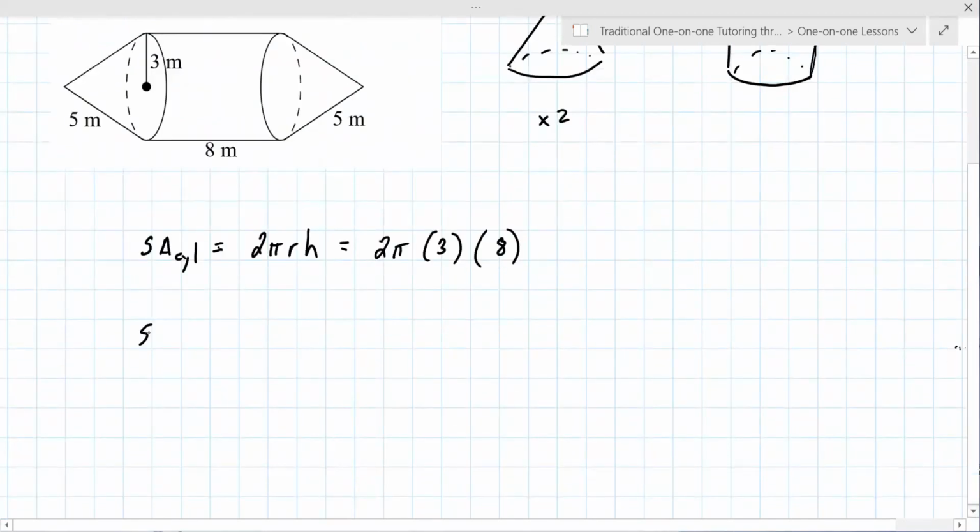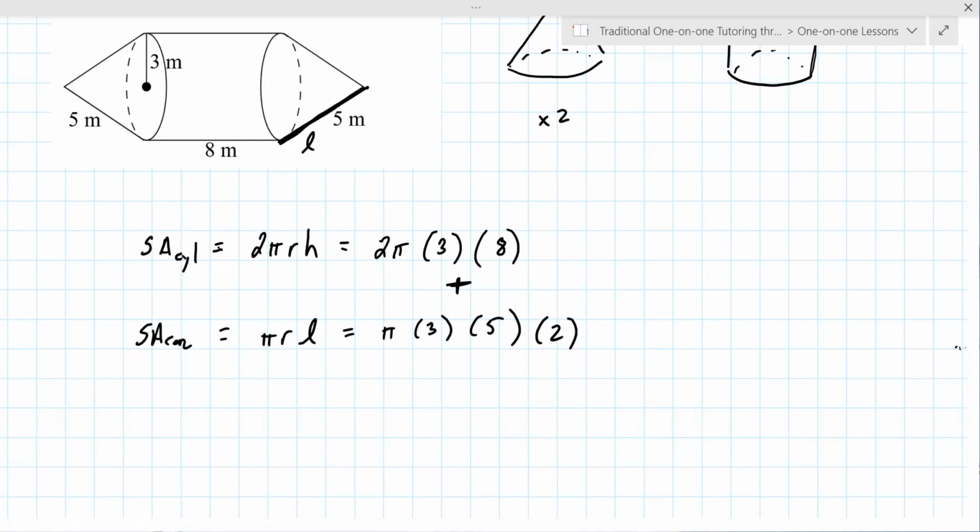So the surface area of the cone, it also includes this circle, but see how it's covered up, so we don't need that this time. So the surface area is just pi r l, and l is new. l is what's called the slant height here. So it's pi times the radius, which is 3, times 5. Then you just add these together, but on the cone, you have 2 of them.